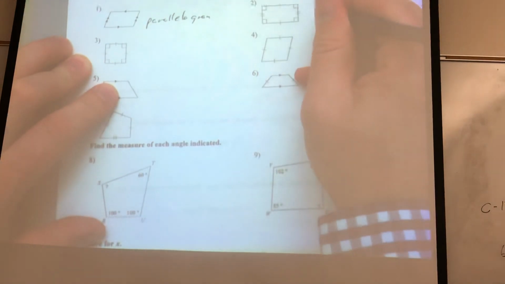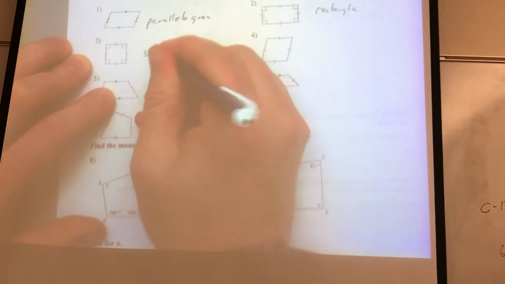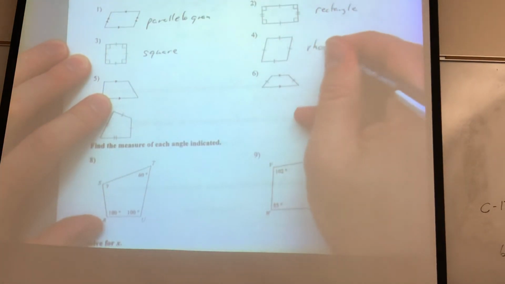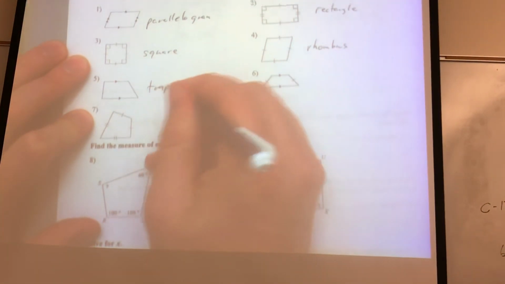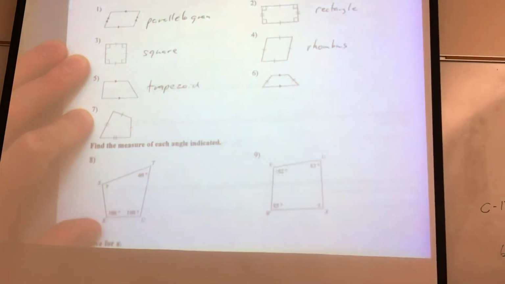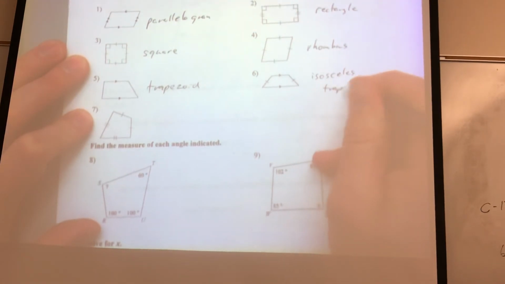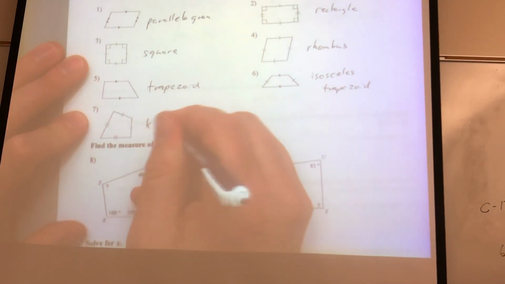The most specific name for each figure, number 1 is going to be a parallelogram. Number 2 is going to be a rectangle. Number 3 is a square. Number 4 is going to be a rhombus. Number 5, a trapezoid. Number 6, an isosceles trapezoid. And number 7 is going to be a kite.